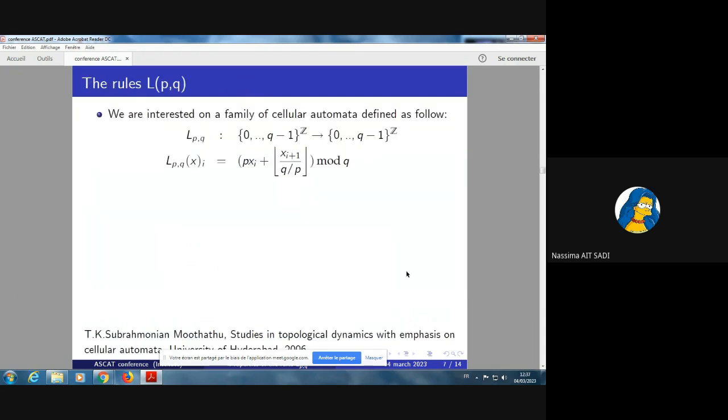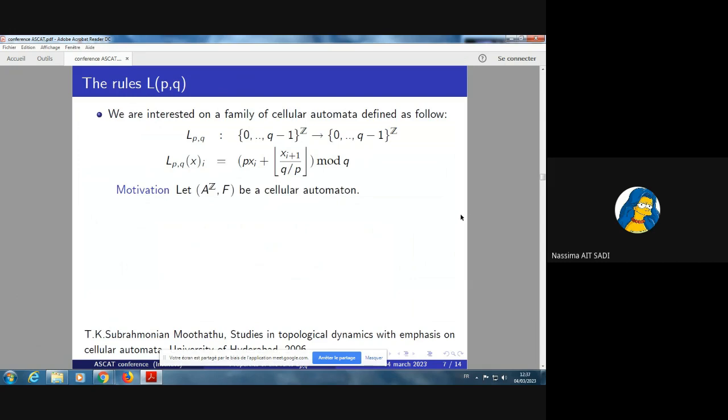Now, in this communication, we are interested in the family of cellular automata defined as follows. It is good to notice that the radius of this family of cellular automata is 1, which means that to get the image of x at position i by the rule LPQ, we just need the elements of x at position i and at position i plus 1.